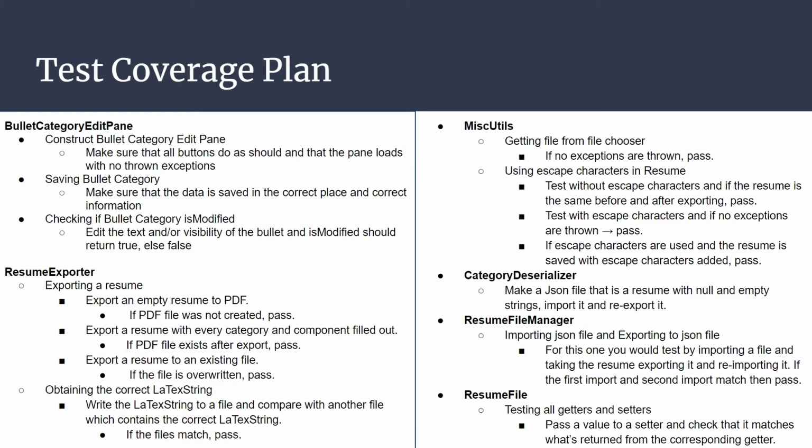Next we have our test coverage plan. We had a weird case of having to cover the UI aspects as well as the internal functionality of our program. So I'm going to start with the bullet category edit pane, which is just one of our many edit panes. Constructing this edit pane comes with making sure that you can add or remove bullets safely. And this is just testing whether or not it correctly did this against something that should look like how it does. Then there comes saving.